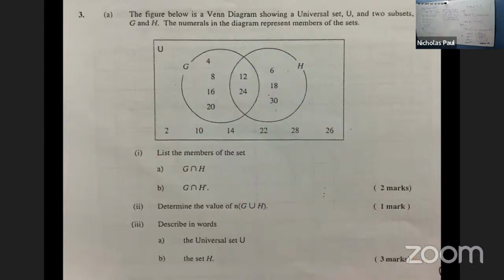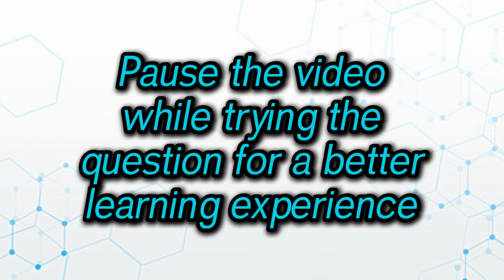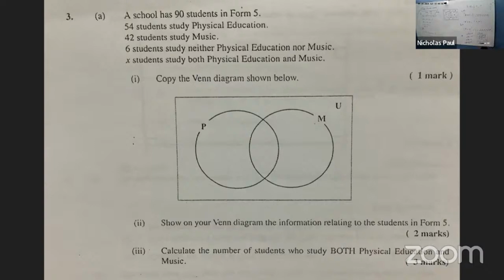So let's try this one here. Take your time here. All right, let's check the diagram out. So outside here is the number in the universal set, which is 9. 54 students study physical education, 42 music, and X. 6 is neither. So where's 6 going? Outside, right? Here's 6. X going where? In the middle, nice.